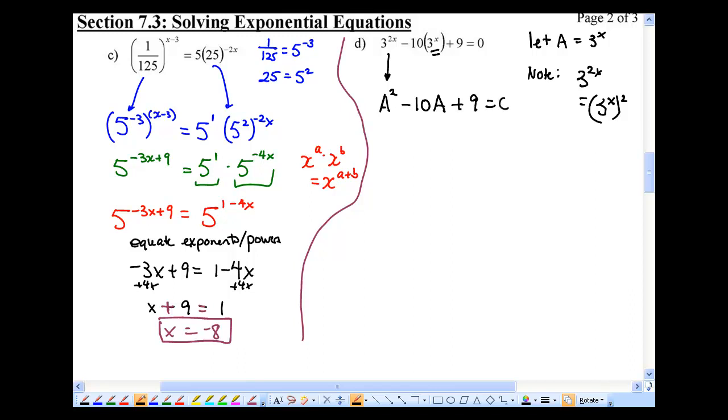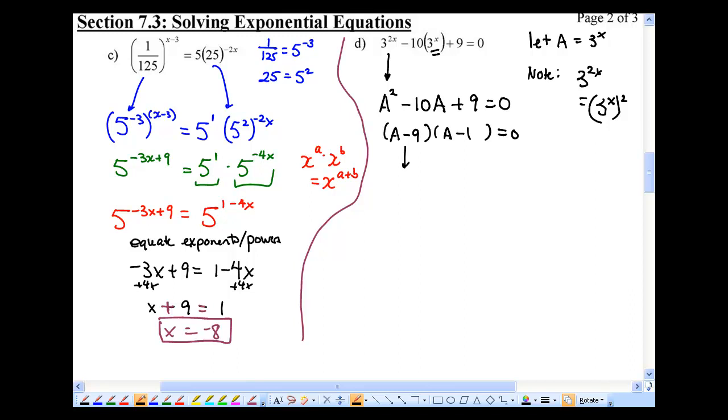And oh yeah, this is a trinomial. Can you say factor? Say factor. I didn't hear you say factor. Say factor. Okay, so let's factor. Two numbers that multiply to positive 9 and add to negative 10. How about negative 9 and negative 1?